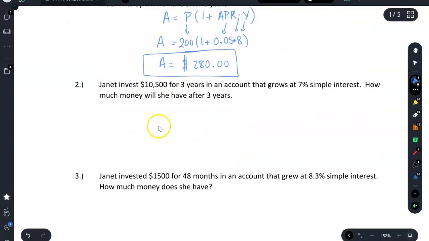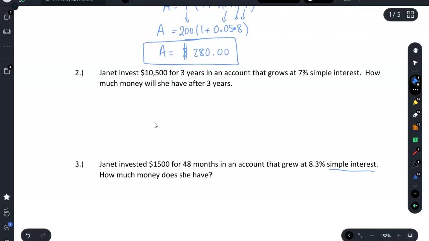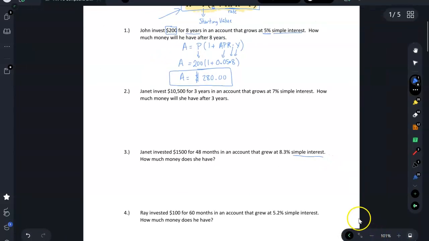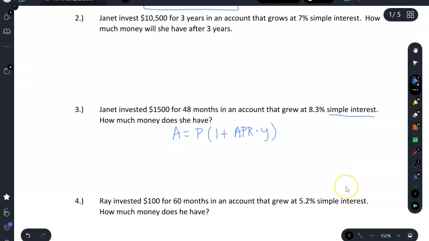So I'm going to leave number 2 for you. Number 3, Janet invests $1,500 for 48 months in an account that grew at 8.3% simple interest. So once again, as soon as I see that simple interest, I'm going to zoom out a little bit so you can see what I'm doing. I would copy down the equation that I'm going to use, which is A equals P, 1 plus APR times Y. And then I just fill in the values beneath it.